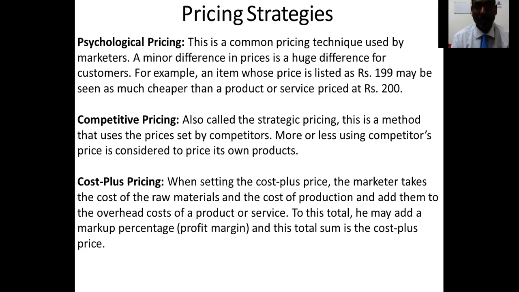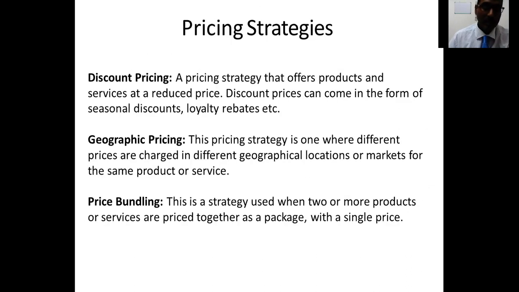Then competitive pricing, also called strategic pricing. This is the method that uses prices set by the competitors. So we keep that as a guideline. Based on that, we price our own product. Then cost plus pricing. When setting the cost plus pricing, the marketer takes the cost of raw materials and cost of production and adds them to the overhead cost of the product or services. To this total, he may add a markup percentage, that's a profit margin, and this total sum is the price. That's based on the cost, they determine the price.